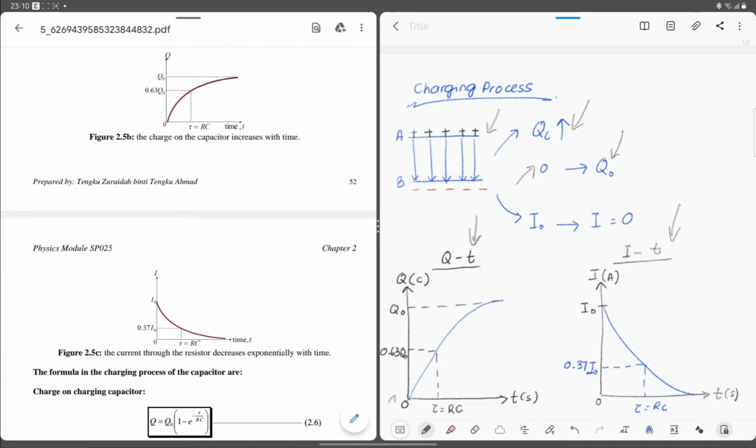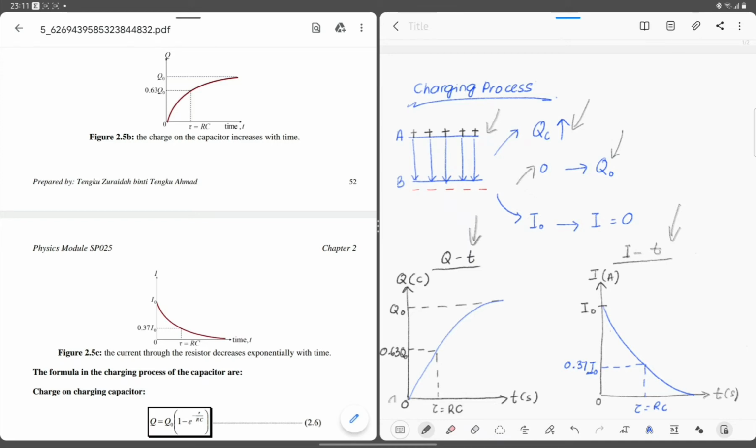Tapi bila anda melukis graf, anda sketch graf Q against T, perlu label tau tersebut. So apa dia tau? Tau ni bermaksud dia time taken for the capacitor to increase 0.63% from its maximum charge. So, itu adalah satu takrifan untuk kita, standard value untuk kita lihat how fast the capacitor is being charged. Okay.